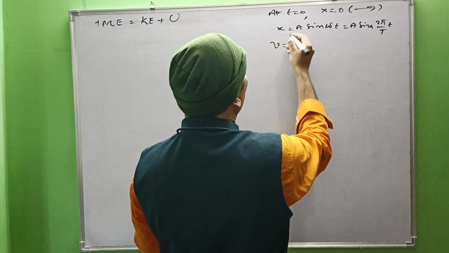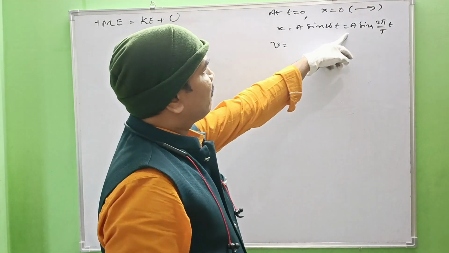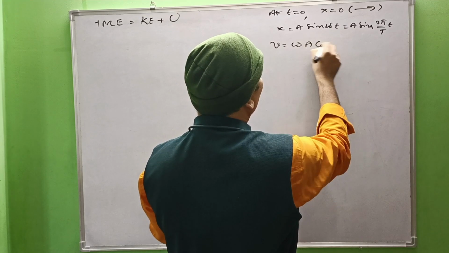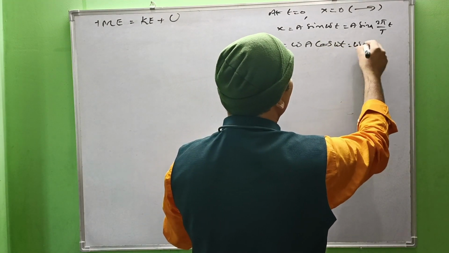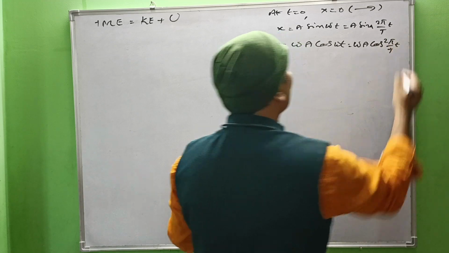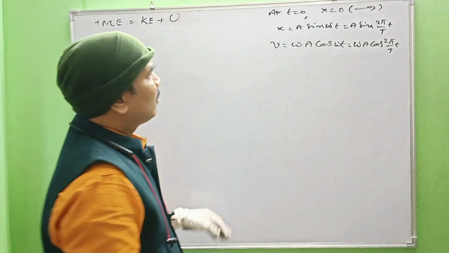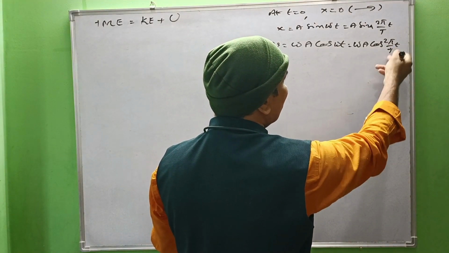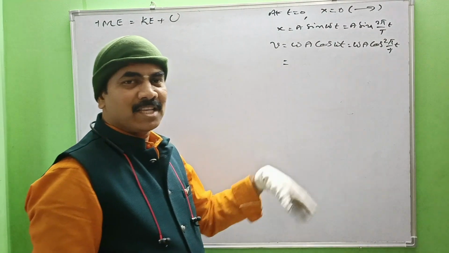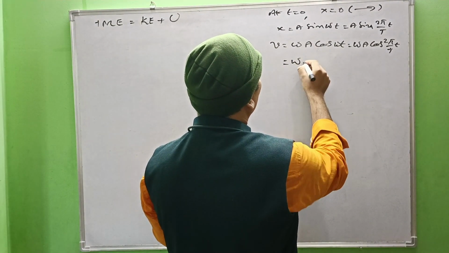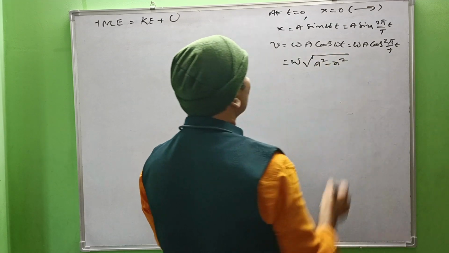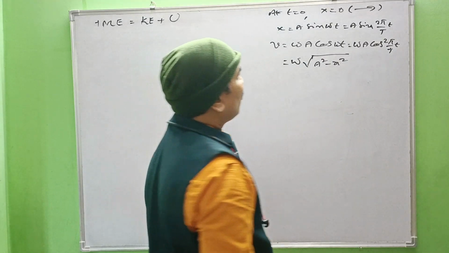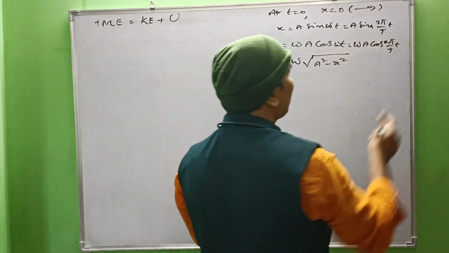Now what is the speed here? On differentiating, we have v equal to a omega cos omega t. That is omega into a cos 2 pi by capital T into small t. We have another form also. On expressing cos square in terms of 1 minus sin square, we can have omega into root over a square minus x square also. So for speed we have two forms. This is one form, this is another form.